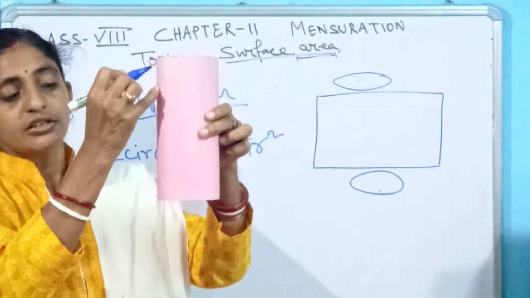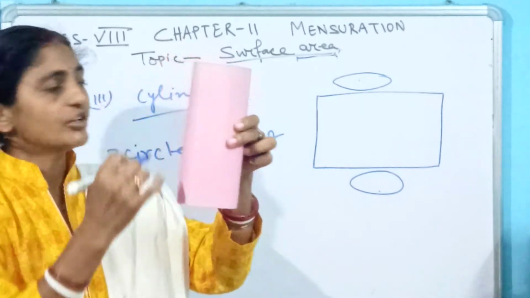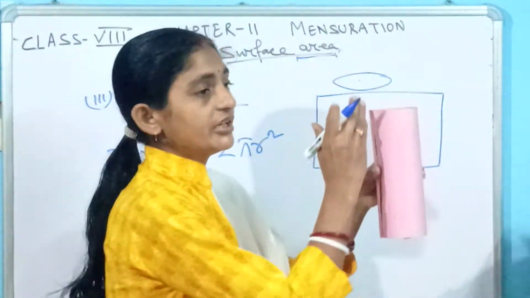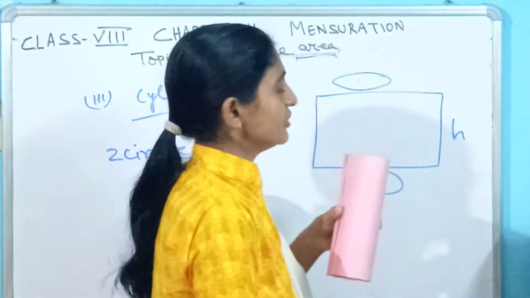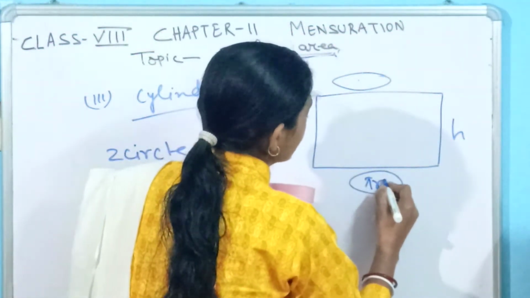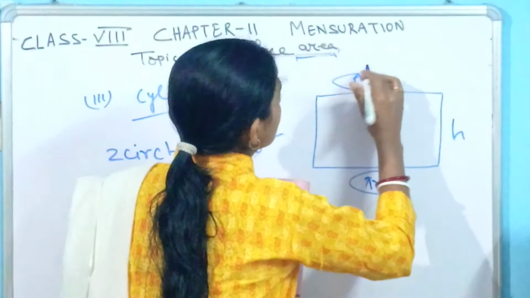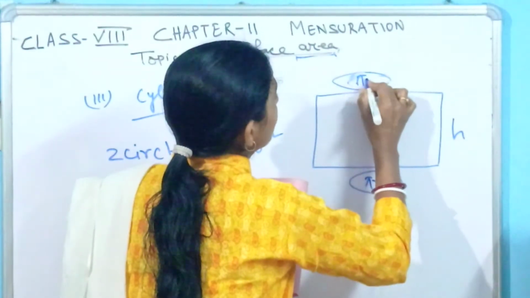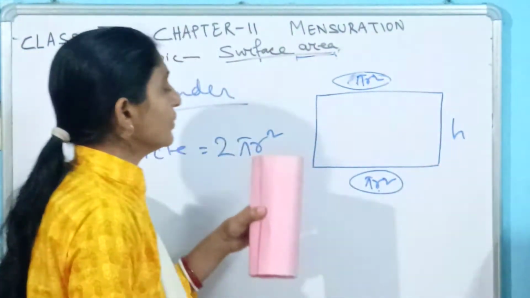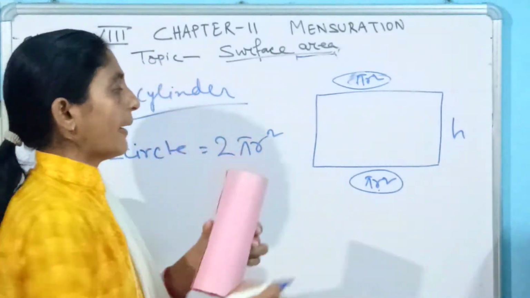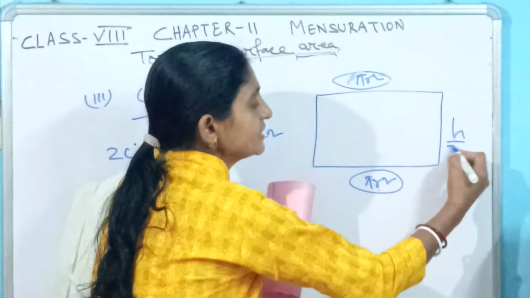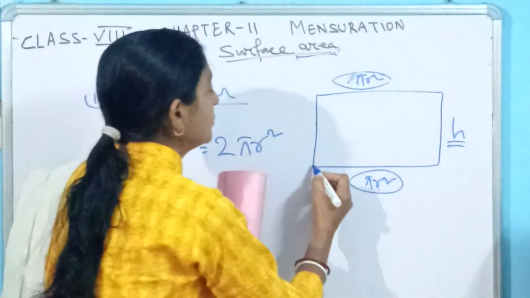Let's consider this height of the cylinder. Let it be h. So if I am cutting this one along the height, that height will be h. For this one you have got pi r square. This is also pi r square. You have already got. Okay. Now I want to know the area of this curved face. So that height we have marked, that is h. Now what will be the length of this one?